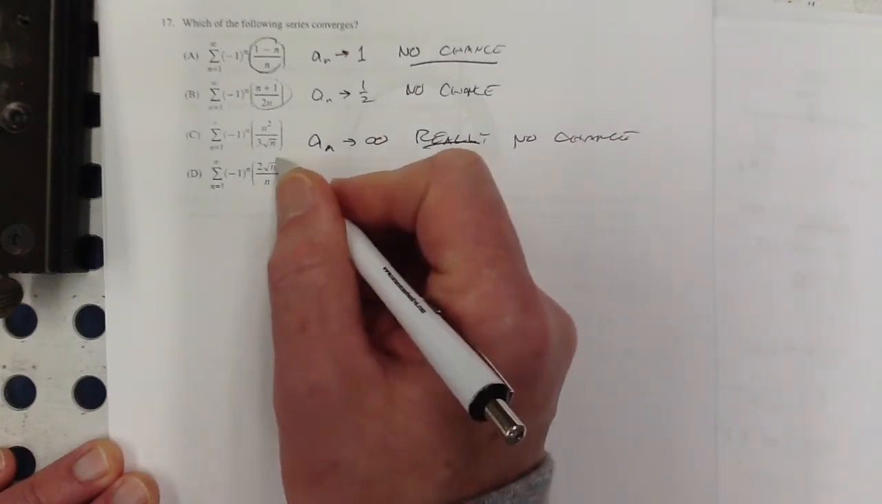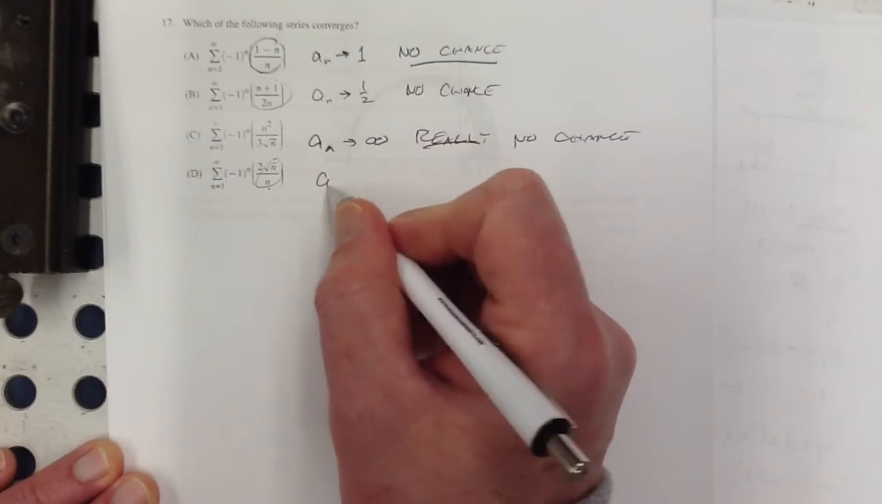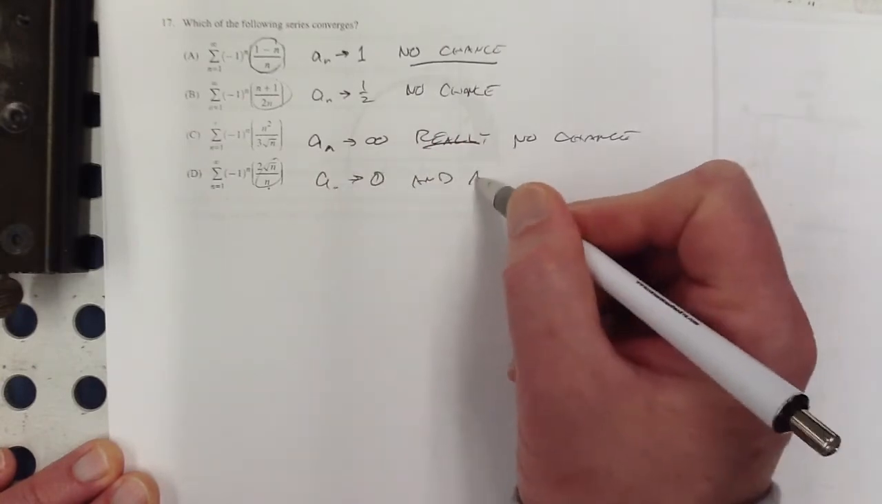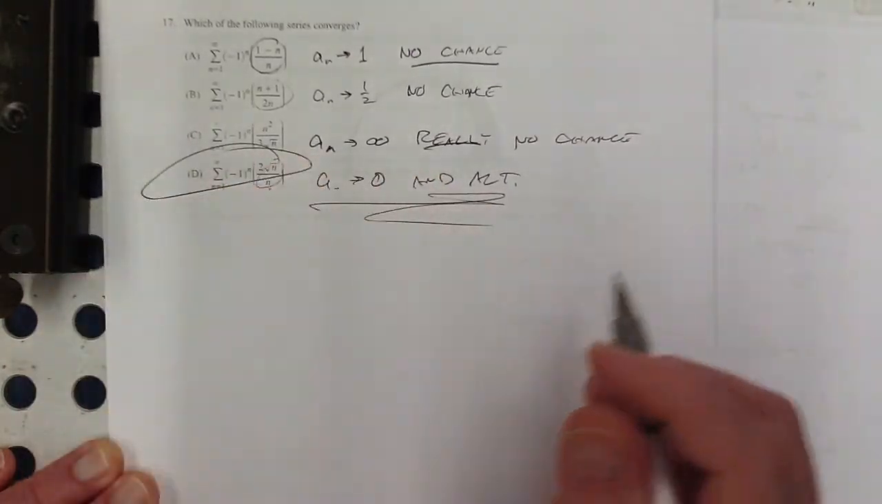And here, higher powers on the bottom, n to the 1, n to the 1/2, so the terms are going to 0, and it alternates. So that's going to converge.